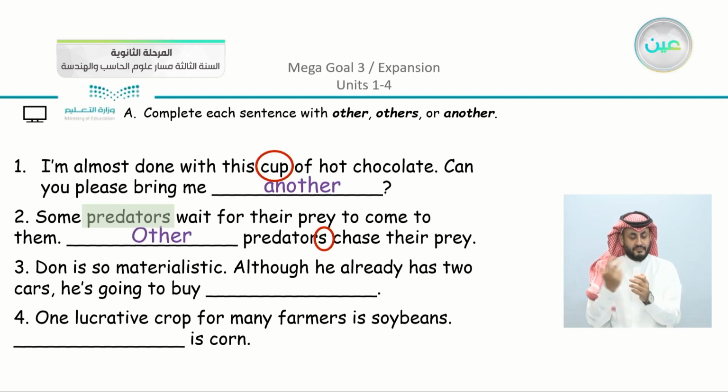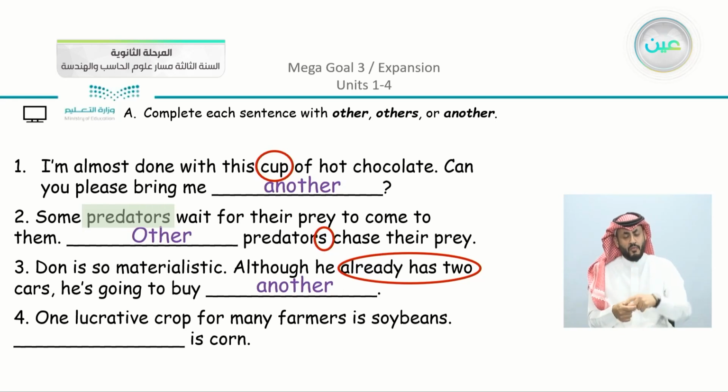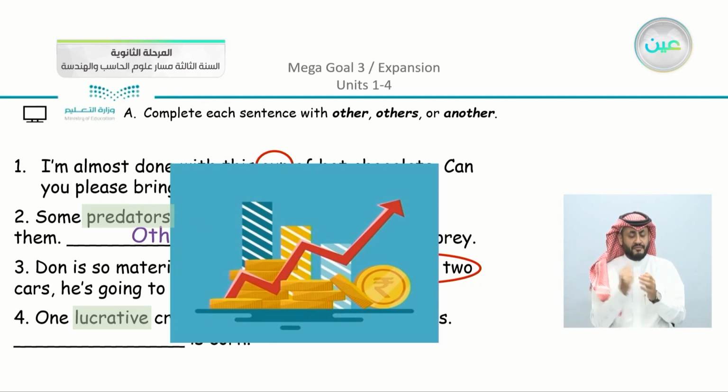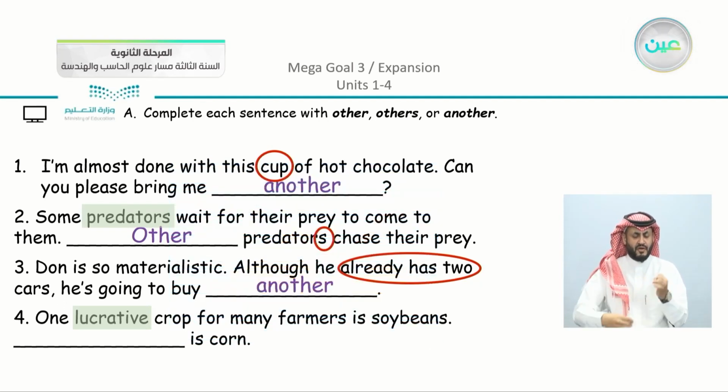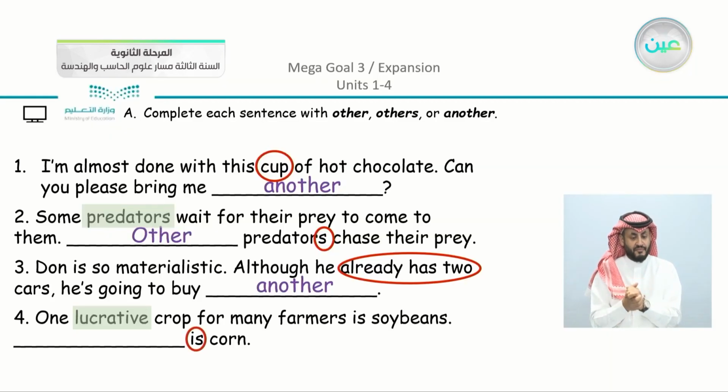Number 3, Don is so materialistic, although he already has 2 cars, he's going to buy blank. So he already has 2. He is going to buy. We can agree that it is another. Number 4, one lucrative crop. Now, do you remember the word lucrative? Also, it is a word that we studied in Unit 3. Now, we have here one lucrative crop for many farmers is soybeans. Blank is corn. Now, I am counting. 1 is soybeans, and we can add another. Another is corn.